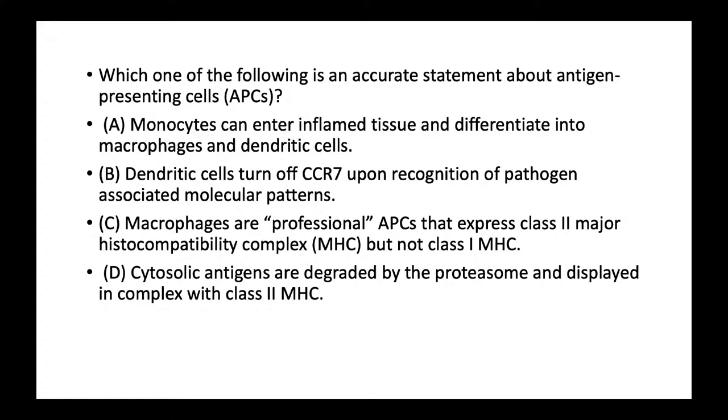Any other guesses? A. So actually, this is true because yesterday we talked that monocytes, once they come from bone marrow, circulate in the blood, and once they cross the blood barrier and go into tissues, they are called macrophages. They are the same, but the difference is where they are. They can also differentiate into macrophages and dendritic cells. So that's why this is true for these antigen-presenting cells.